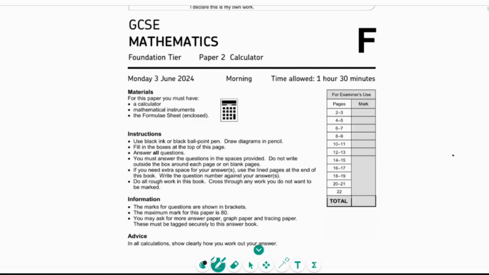This is a walkthrough for the AQA GCSE Maths paper, Calculator Foundation from June 2024.